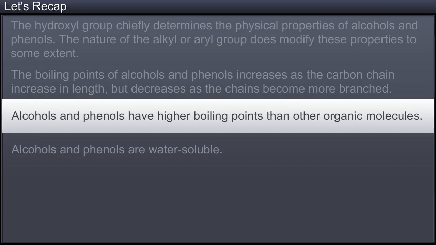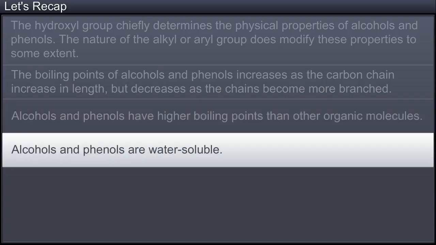Alcohols and phenols have higher boiling points than other organic molecules. Alcohols and phenols are water-soluble.